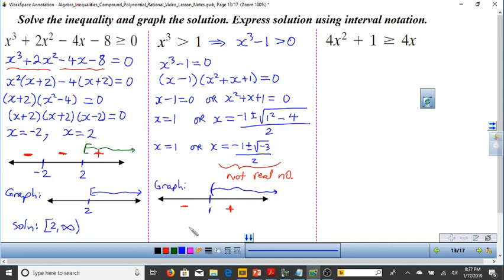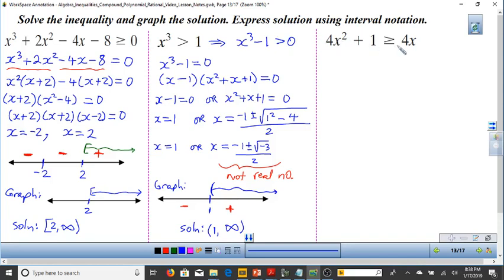And then the solution in interval notation would be open parentheses 1, comma, infinity. That means when x is greater than 1, this statement is true, but when x is to the left of 1, this statement is not true. Let's try this example here.